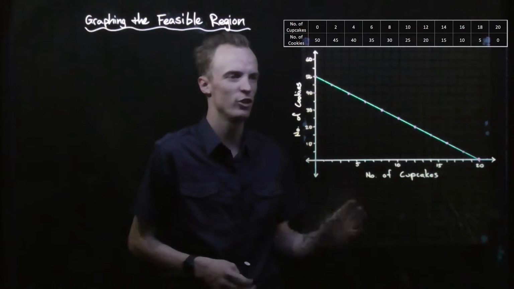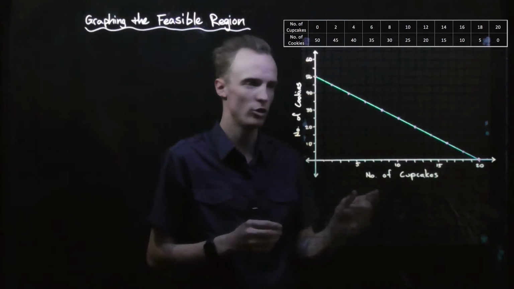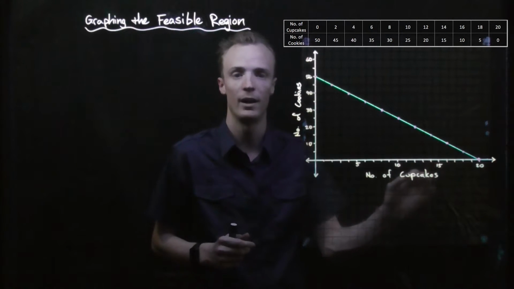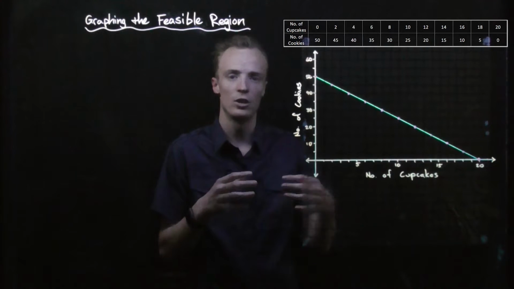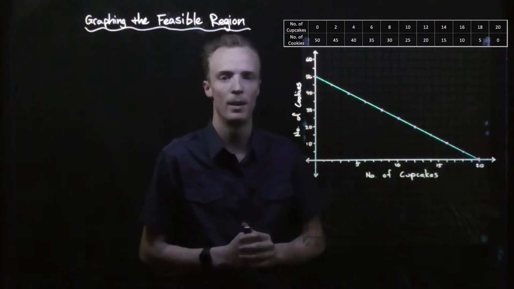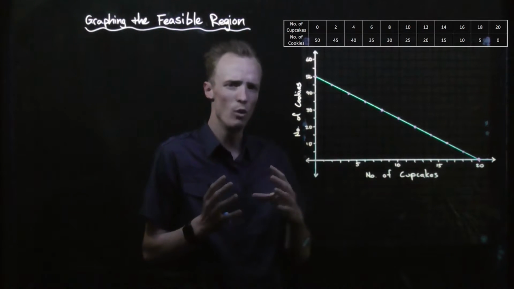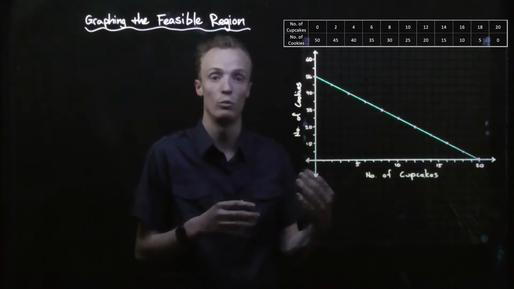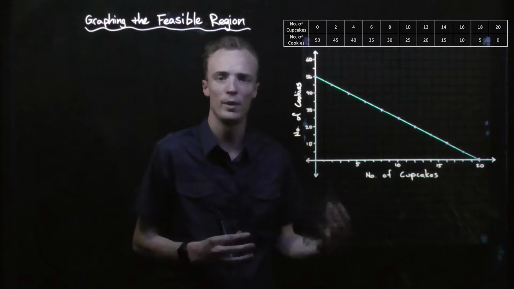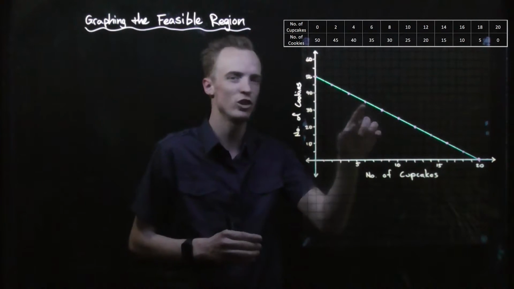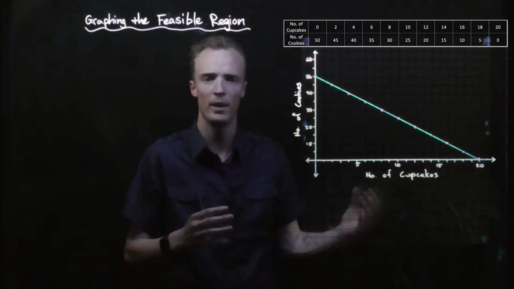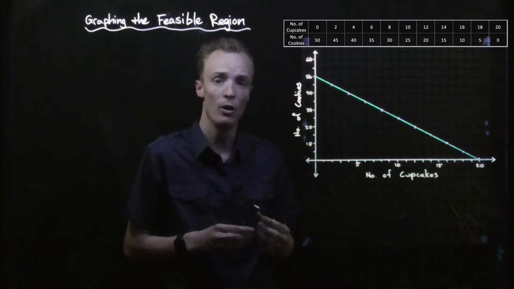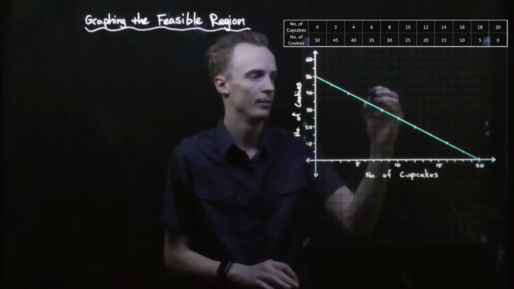So what this graph now shows us is a visual representation of the combinations of the number of cookies and the number of cupcakes that we can get to use our entire $10 budget. But there are more points that exist on this graph, and we give these points special names. The first type of points I want to look at are the points that are actually on our line here, our line of best fit. These pink dots represent what we call feasible solutions.